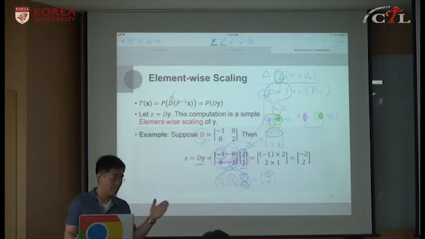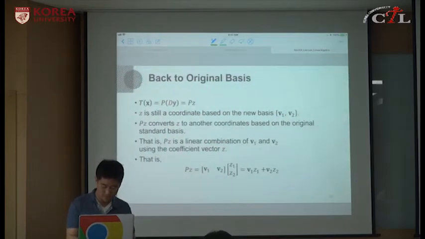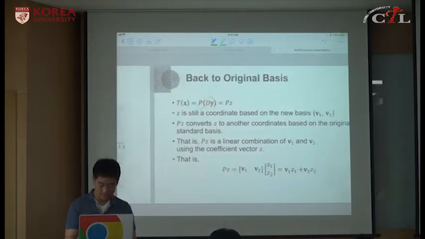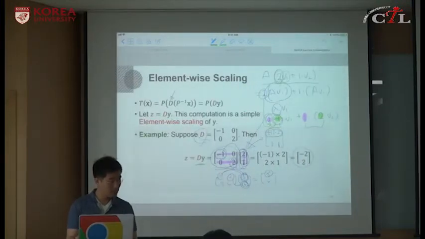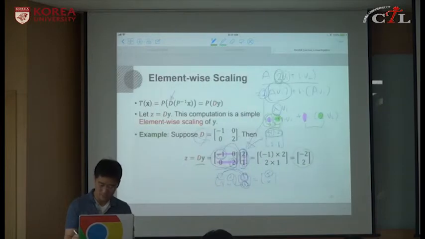And then from this three consecutive linear transformation perspective, we need one more transformation of this P, right? So we obtained so far this D times Y, right? D times Y is this guy, and then we now further multiply it with this P. So what is P? P is this guy, V1 and V2, right? And then those Z1 and Z2 are these two numbers, and those numbers are the product of this pink and the green values.